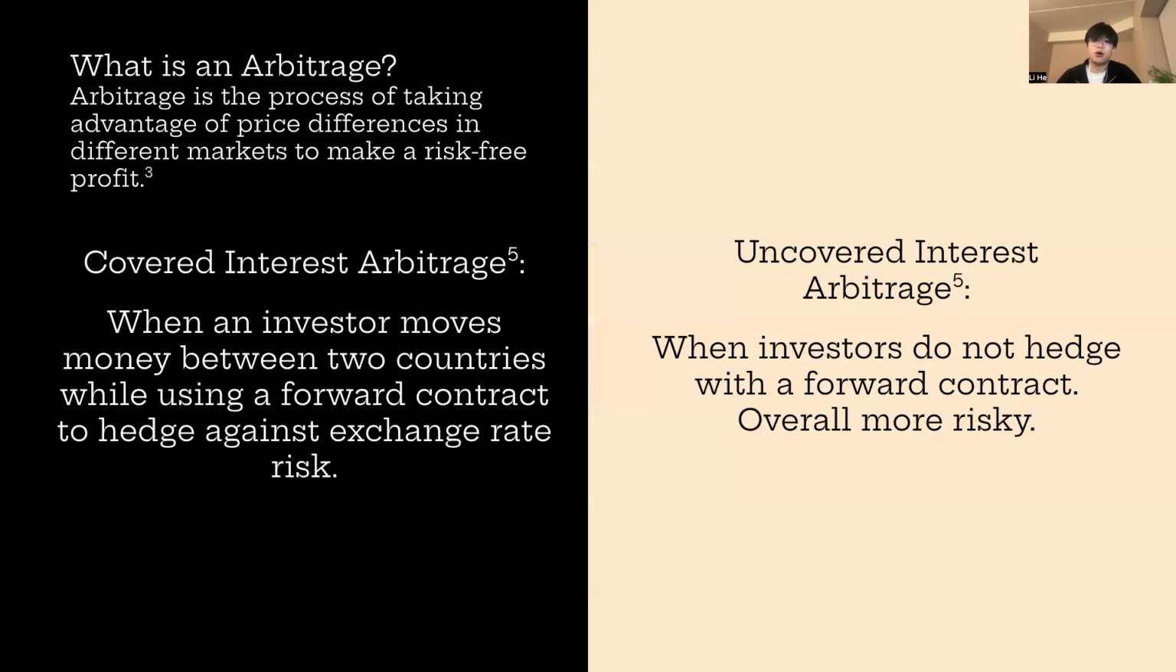An arbitrage is when an asset is bought in one market and sold in another for a higher price. In the case of interest rate parity, investors may use either covered interest rate arbitrage or uncovered interest rate arbitrage. Uncovered being more risky as there's no pre-discussed forward contract. And these contracts are basically used so that there is no risk of currency depreciation over time.